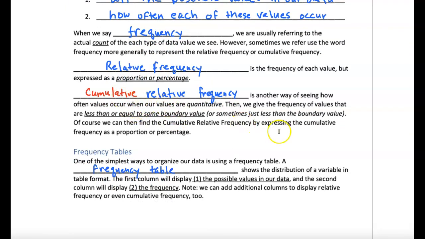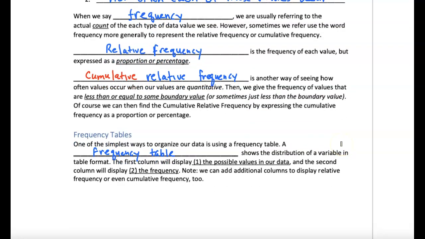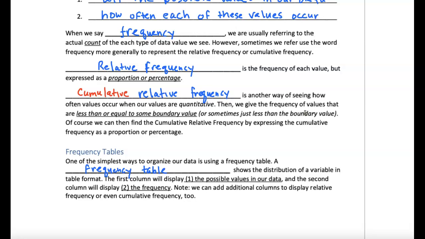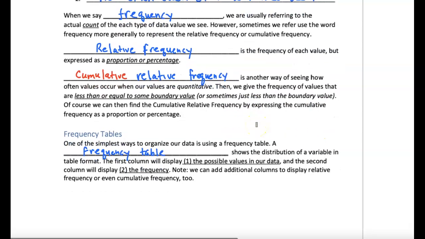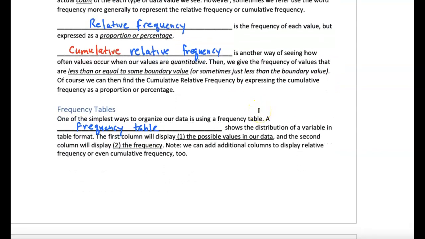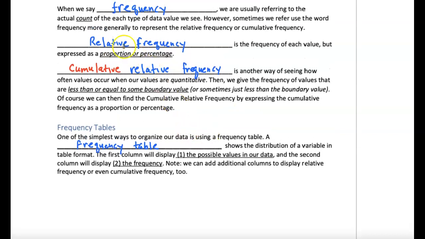And then cumulative frequency is another way of seeing how often values occur, right? When our values are quantitative. That's key, though, when it's quantitative. And we'll see it's a way of tracking the data, right, as it grows, right? And it gives us a view of the frequency of values that are less than a certain value. So we could say, how many people said they have 3 or fewer siblings? And then you would add up the people from 0, 1, 2, and 3, and that's a cumulative frequency, right? And then what we do is we then turn that into a frequency table, which we'll look at in the next video.